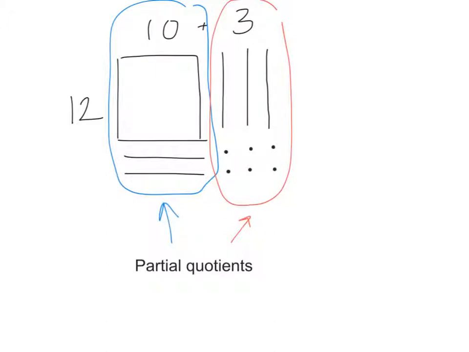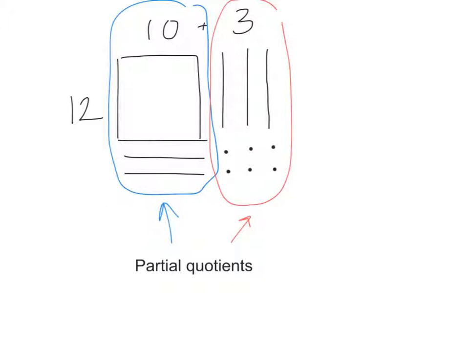When we divided the 12 rows into 10 rows of 12 plus 3 rows of 12, those are called partial quotients because each part, the 10 part and the 3 part, are part of the whole quotient. Okay, so that's called partial quotients. Go ahead and circle that in your notebook, the 2 parts, and label it as partial quotients because we're going to use the partial quotients a lot this year to help us divide.